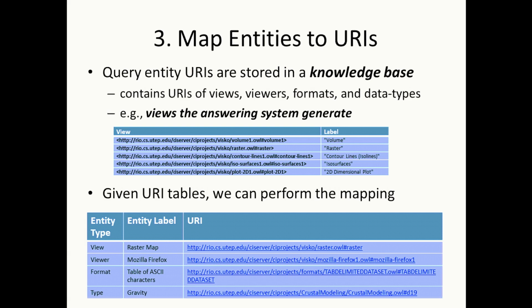In this example, we see that the raster map entity has a URI of rio.cs.utep.edu/CI_Server/CI_Projects/VisKo/raster.owl#raster. We can append a new column to our identified query entity table to house these URIs. We can then repeat this process for the other query entities, such as the viewer. We simply look up the viewer table URIs and find the viewer URI corresponding to Mozilla Firefox, and add that URI in our identified entity table. We repeat this process for the other query entities, format and type.